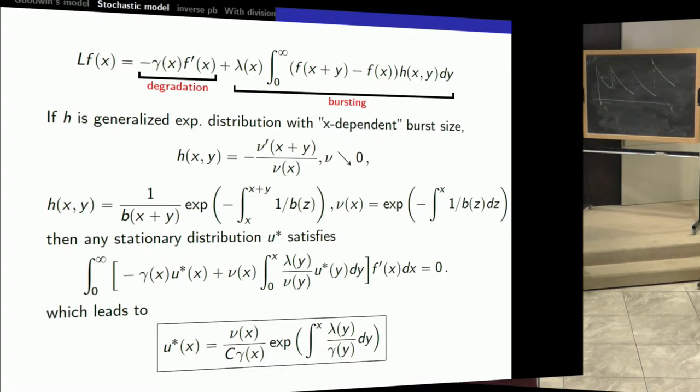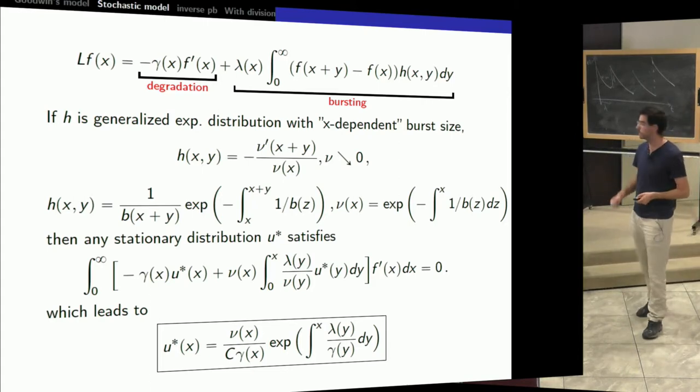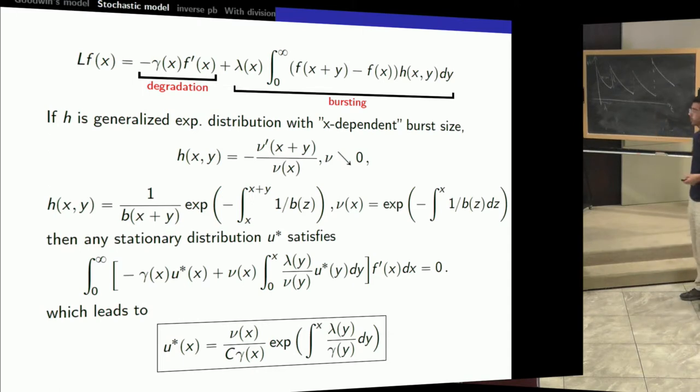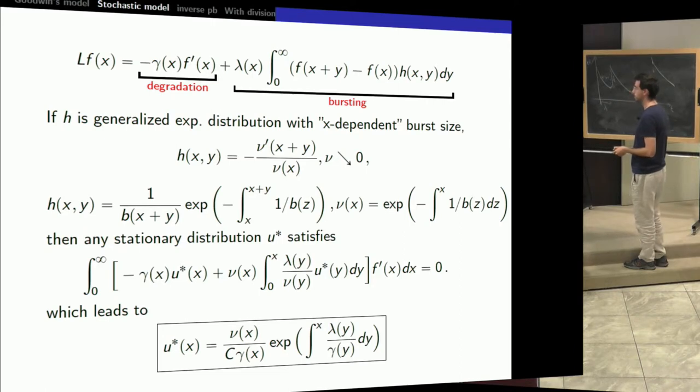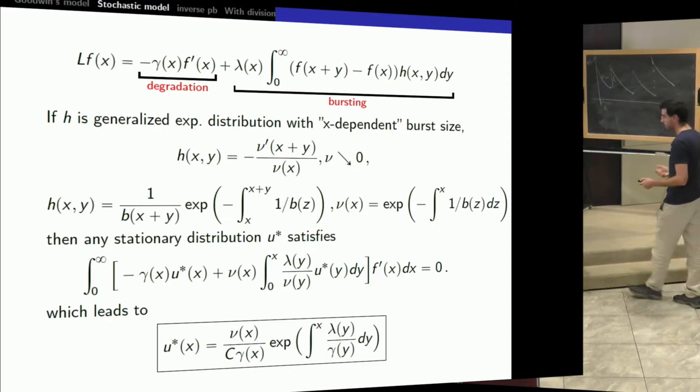Maybe I won't go into the detail before lunch because it's already late, but the trick to see that this is probably the most general thing we can do is to write this as the integral of its derivative. You have the difference of f at x plus y minus f at x, which is the integral of f prime between x and x plus y. If you do a little bit of Fubini and tricking with the integral, you arrive at this form, and you can separate the x and the y dependence here in the h, specifically if you have this particular form of the function. So what exactly does this jump size mean?